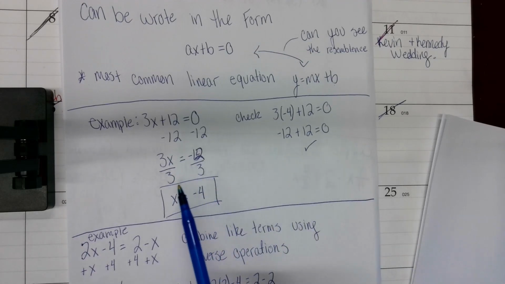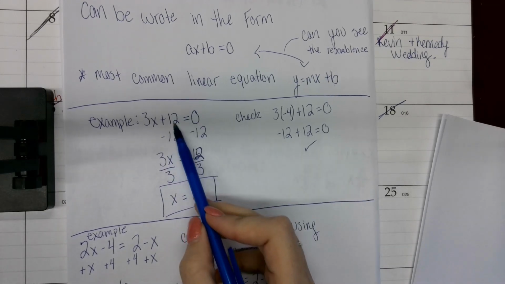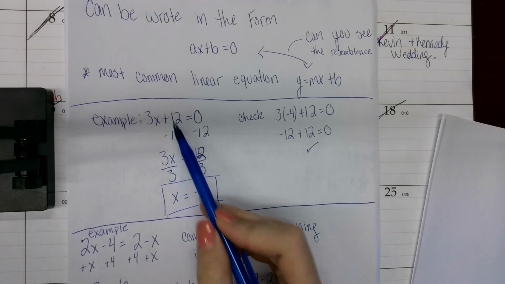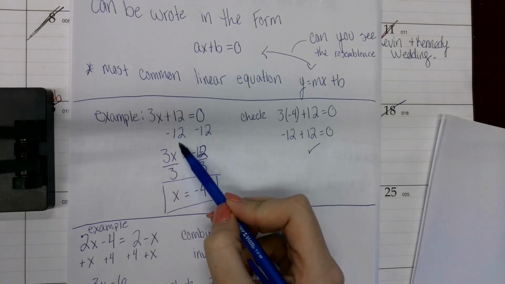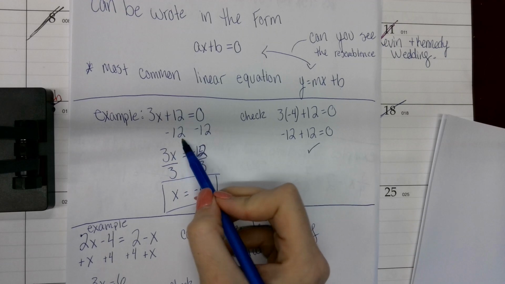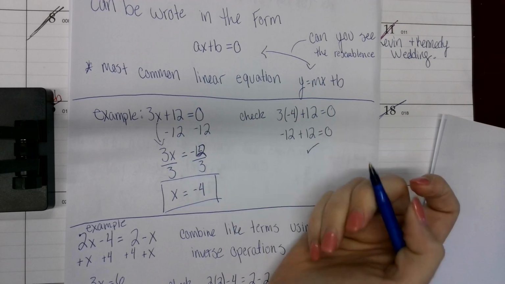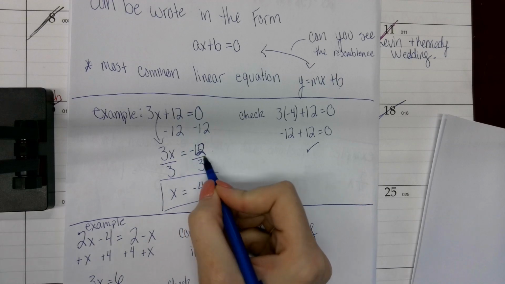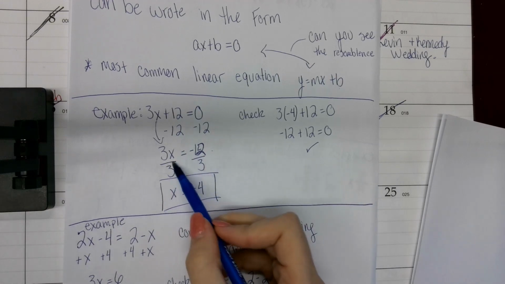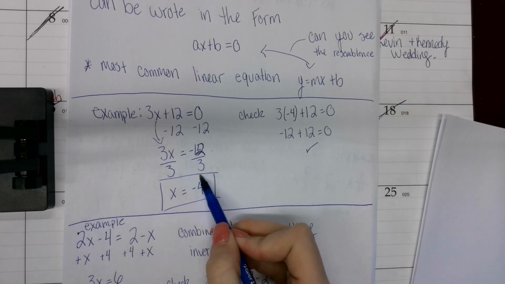So, in the first example, most people can probably do this one in their head, but we use our inverse operations to solve 3x plus 12 equals 0. The opposite of addition is subtraction, and whatever we do on one side of the equal sign we also have to do on the other. So 3x plus 12 equals 0, I subtracted 12 here, I subtracted 12 here, 12 subtract 12 gave us 0, so all that was left on this side was 3x, and then 0 subtract 12 over here gave us negative 12. Then 3 times x equals negative 12. The opposite of multiplication is division, so I divided by 3 on both sides. 3 divided by 3 is 1, and negative 12 divided by 3 is negative 4.